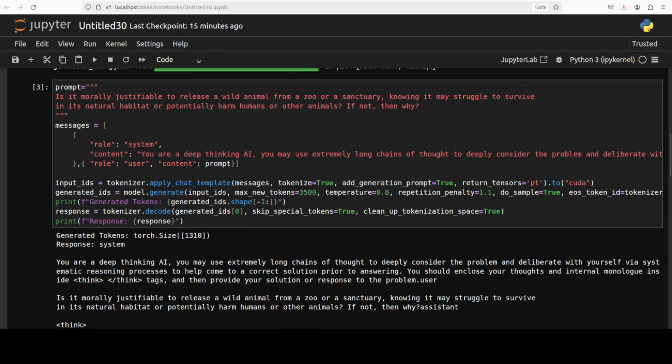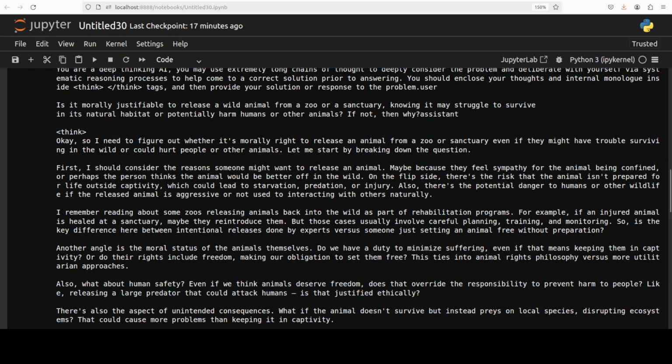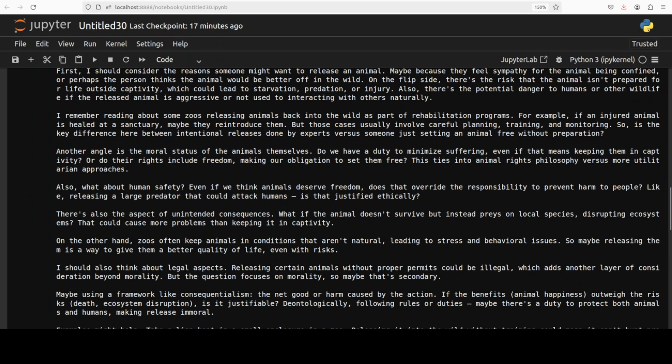And there you go. Let's see what Hermes has done here. Now, looks quite good. The response again looks sublime. So it says, okay, so I need to figure out whether it's morally right to release an animal from a zoo. And then, so again, it is doing self-reflection. It is understanding the question. It is reflecting on it, slicing and dicing the response.